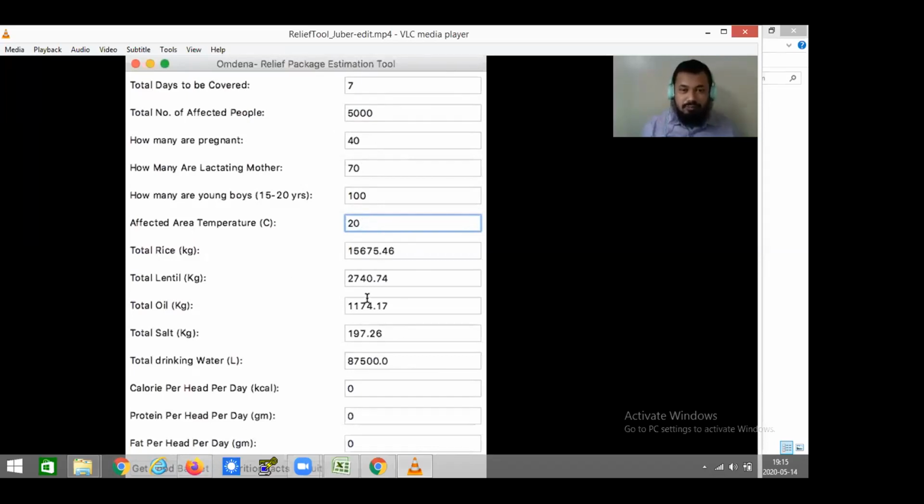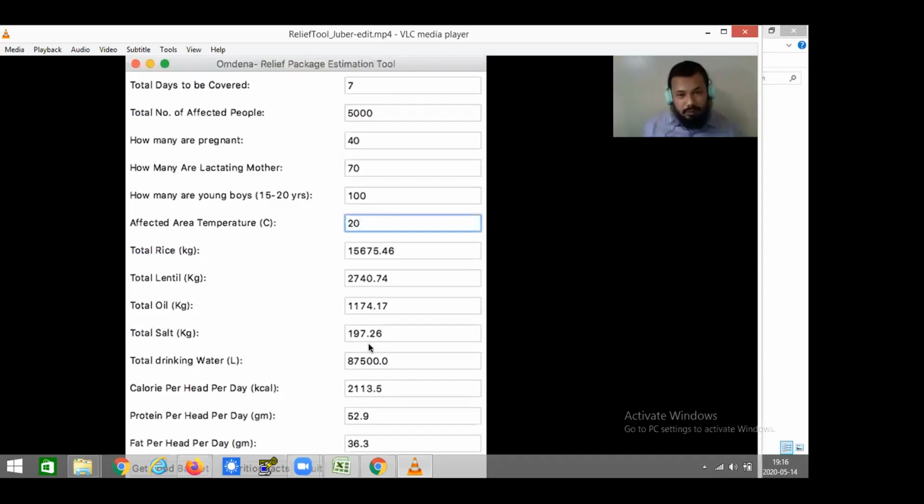In our final prototype, we'll have options to select among different food categories, but for this demonstration purpose, we kept it simple. So now you have the estimation of all the commodities. If you would like to see whether it meets the minimum nutrition guideline, you just click on nutrition facts and you see how much calorie, how much protein and fat this will cover. And these are the 3 main nutrients in a balanced diet.